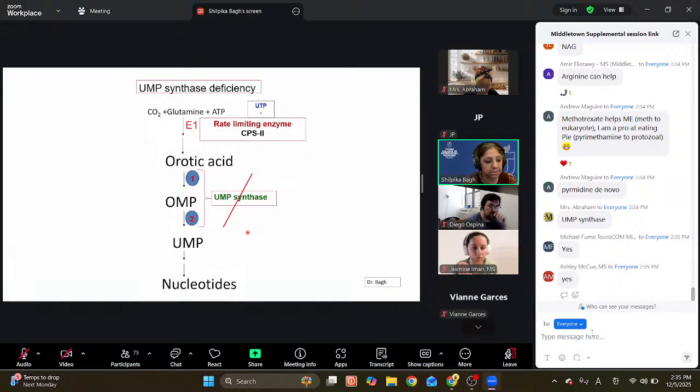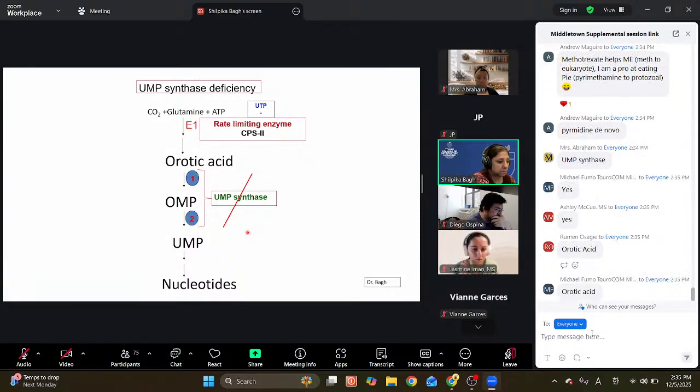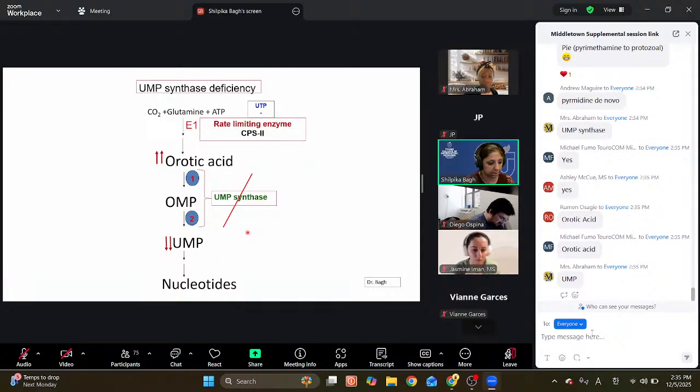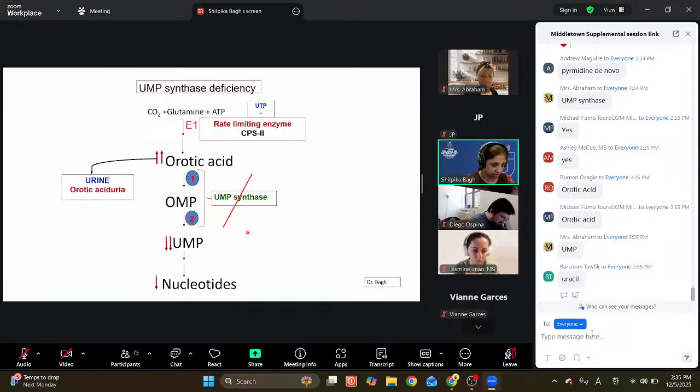So in UMP synthase deficiency, what will build up? Orotic acid, absolutely, it will show up in urine. And what would be low? UMP and all other nucleotides, right? So when nucleotides are low, now here you've got to distinguish.